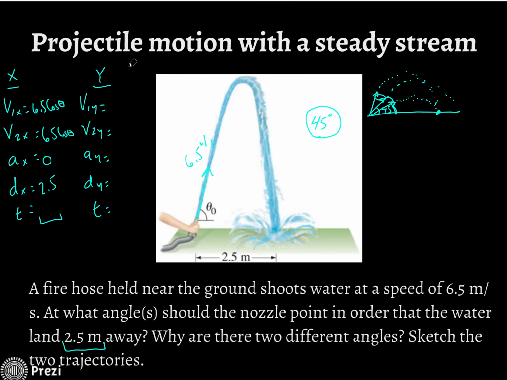Okay, v1y is going to be 6.5 sine of theta. And v2y, remember, they have to be symmetric. So whatever is the y component this way, v1y, this is going to be negative v1y here, all right? So it'll be the negative of 6.5 sine of theta. And of course, ay is just gravity, so it's negative 9.8 meters per second squared, okay? And then dy is, well, it starts and it lands in the same position, so that's just 0, okay?